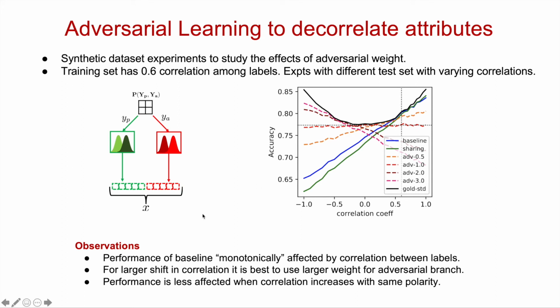Observations from the plot. Take the case of blue baseline. The accuracy drops monotonically as the correlation coefficient moves away from the training coefficient, say 0.6. We can observe that a higher adversarial weight is better when there is a larger correlation shift. For example, adversarial 3.0 in the pink performs better than all others when the correlation coefficient of the test is smaller than 0.5, or like to the left of the negative 0.5. We also observe that when correlation increases in the same polarity, that is, to the right of 0.6, it is better not to use the adversarial technique, and sharing often helps.